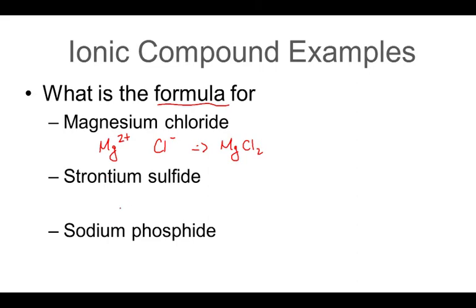Now we have strontium sulfide. Strontium is Sr2+. Sulfide came from sulfur, which is in 6A, so that means it's 2-. Notice how a 2+, 2-, they add up 1 for 1, so this is just SrS.